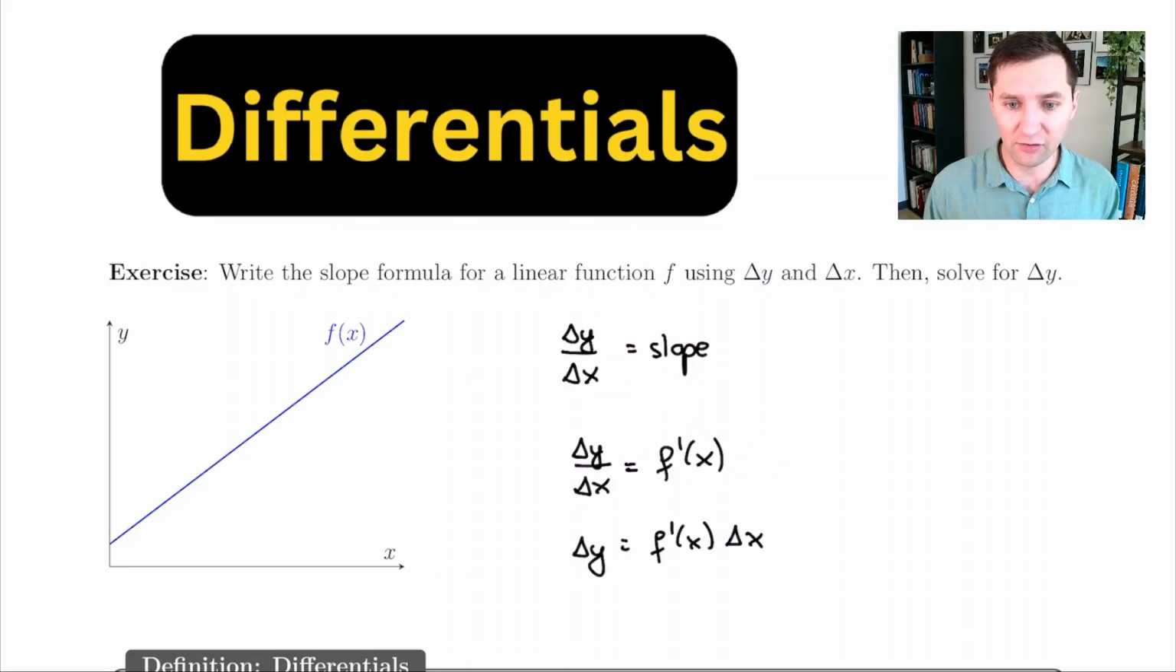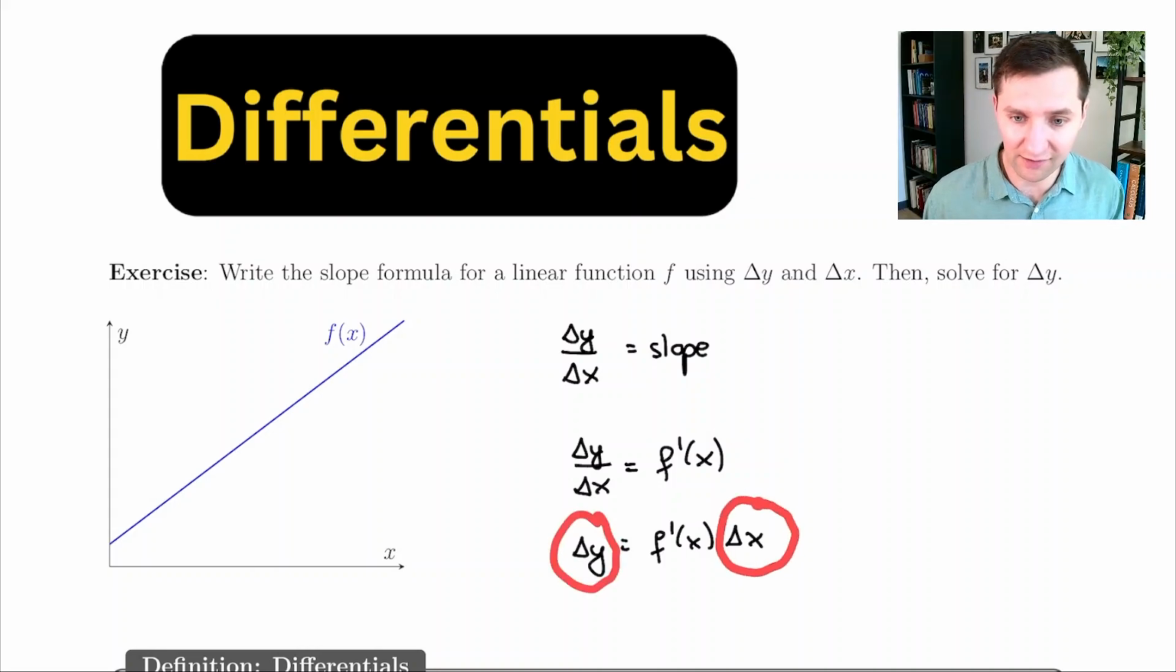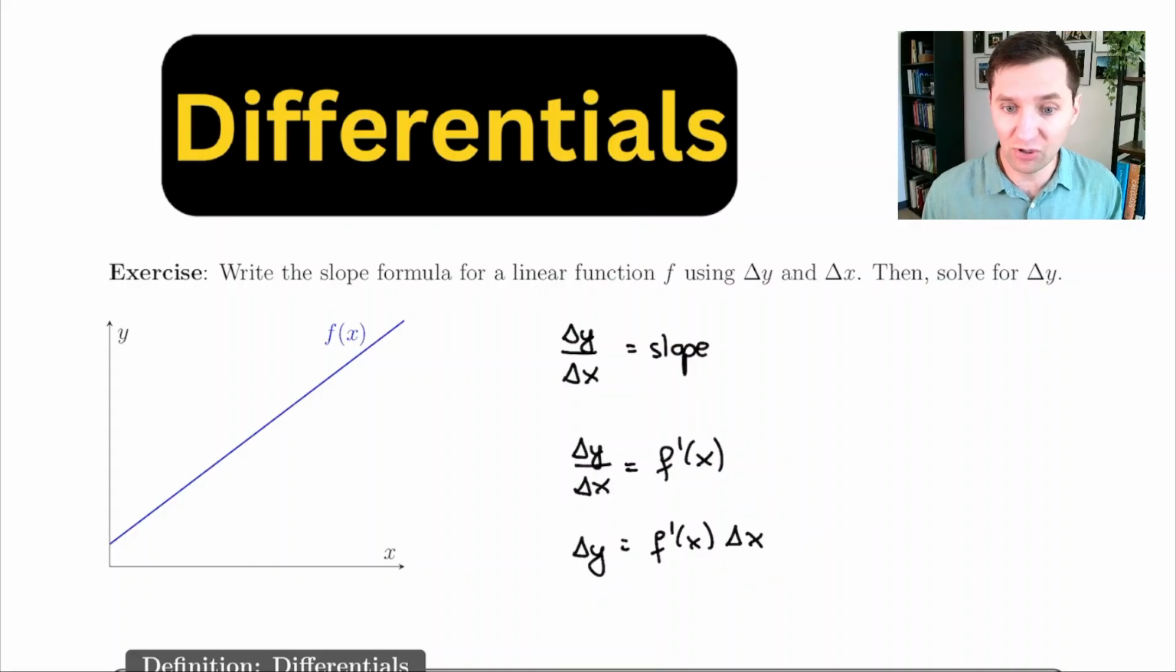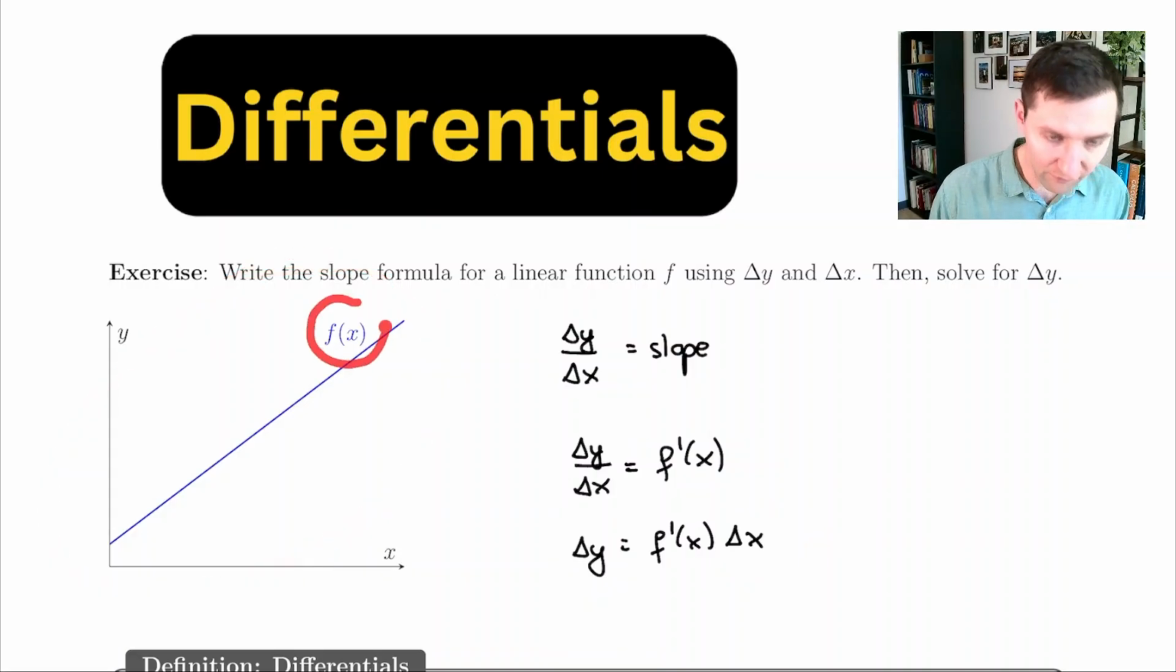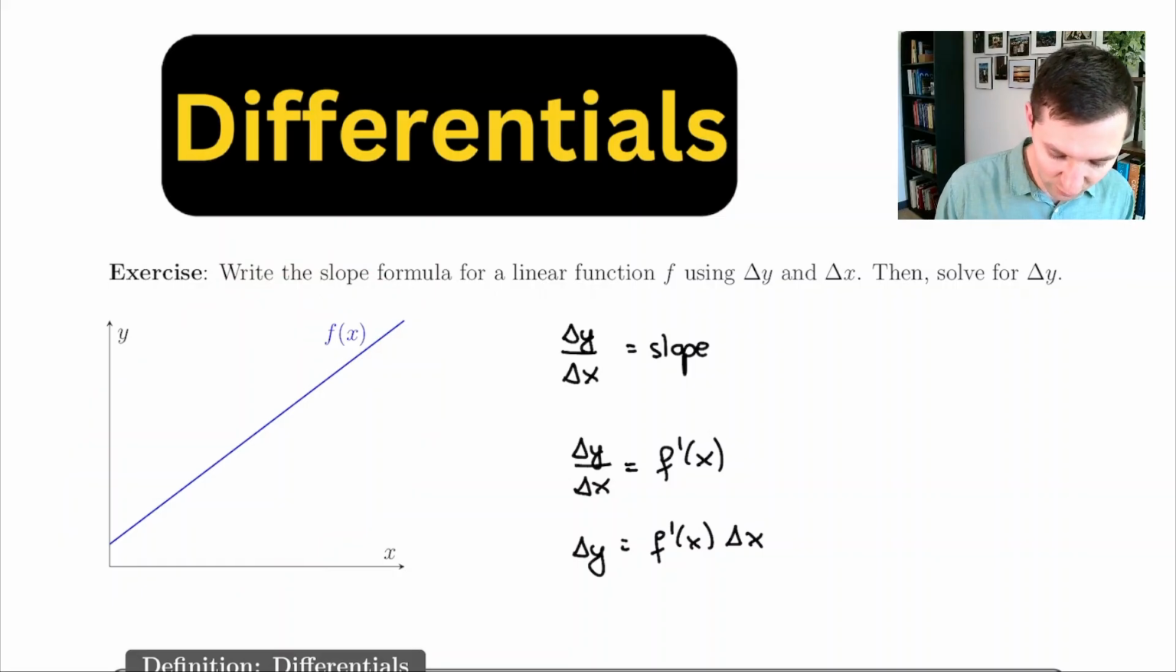This is a very useful equation. It tells you how delta y changes depending on how delta x changes. Let me show you how this works using this picture. We're given a linear function f of x. Let's assume for now that this function has slope equal to 2.